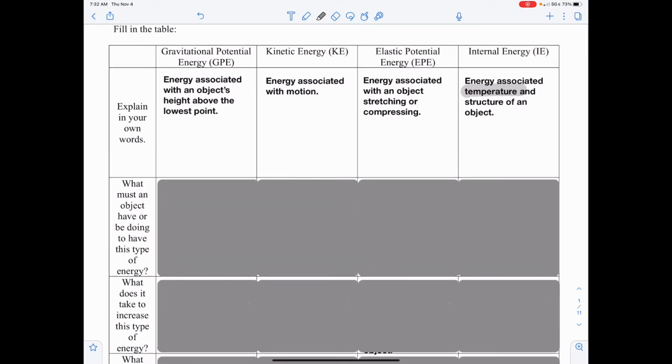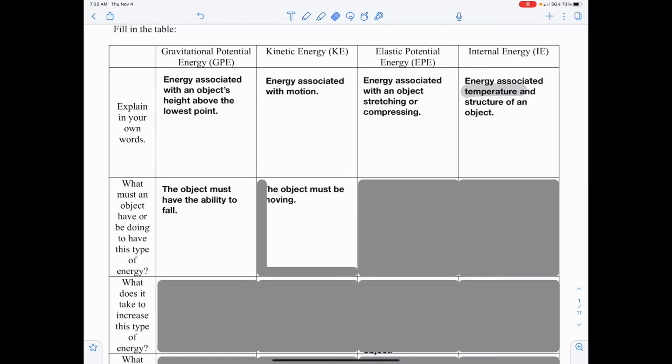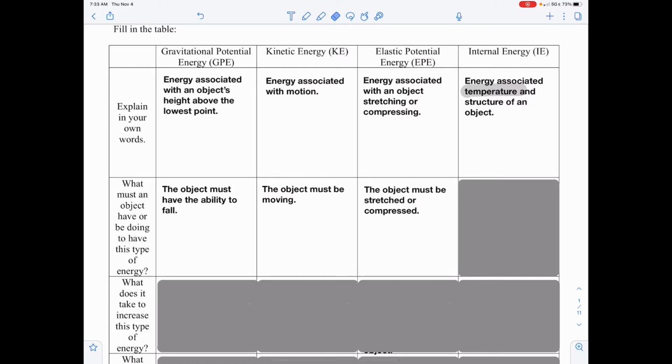For each of these energies, what must an object have or be doing to have this type of energy? So what must an object have or be doing to have gravitational potential energy? It must have the ability to fall. It must have some height above the lowest point in the problem. What must an object do to have kinetic energy? Must be moving. In order to have elastic potential energy, an object needs to be stretched or compressed. Most of the time, that object will be a spring.